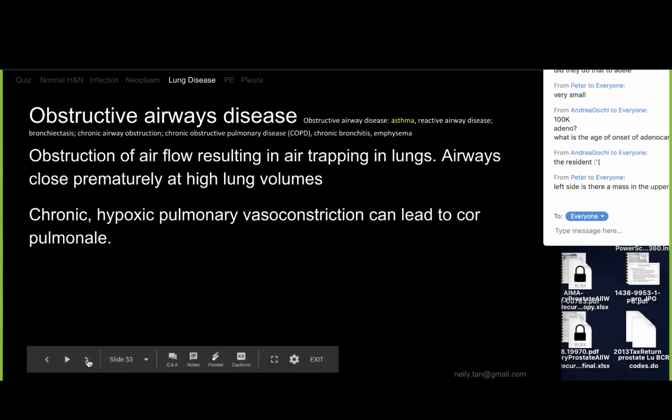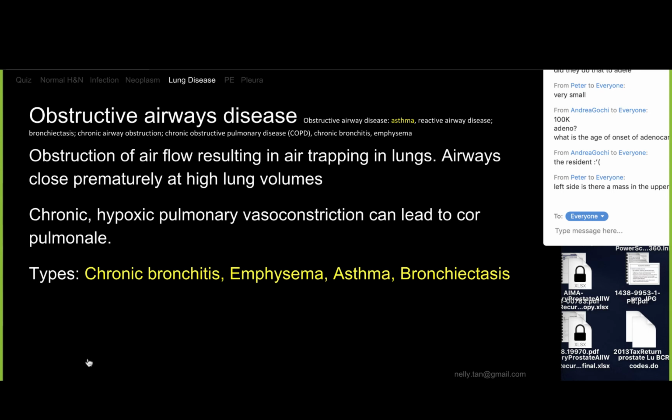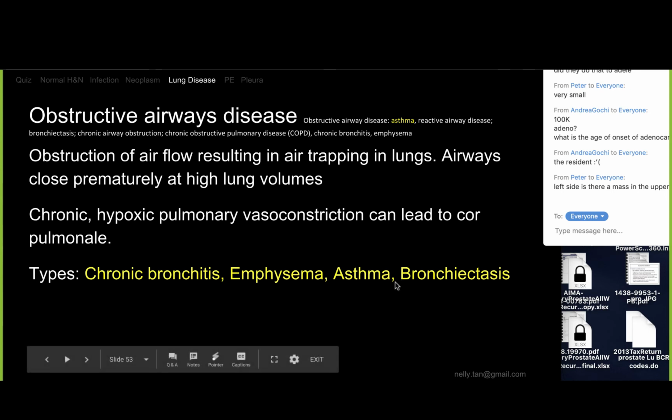Obstructive airways disease, so asthma is one of them. These are the 4 types of obstructive airways disease that you should know about per First Aid: chronic bronchitis, emphysema, asthma, and bronchiectasis.